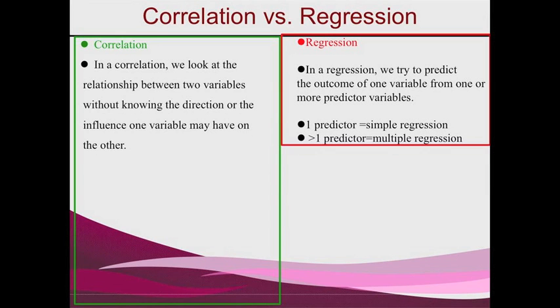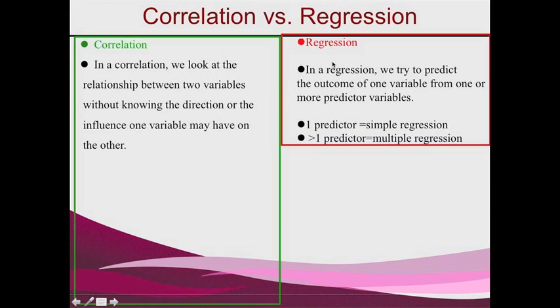So the first thing I want to clarify is the direct difference between correlation and regression. In correlation, we look at the relationship between two variables without knowing the direction or the influence one variable may have on the other, and correlation happens in many cases for things that we don't know how they're related.